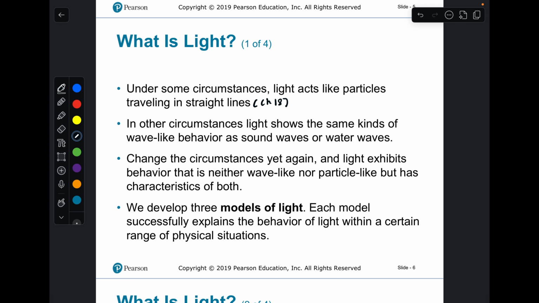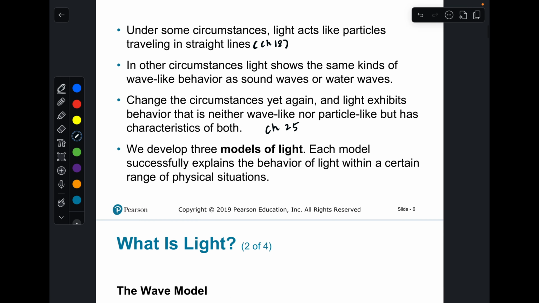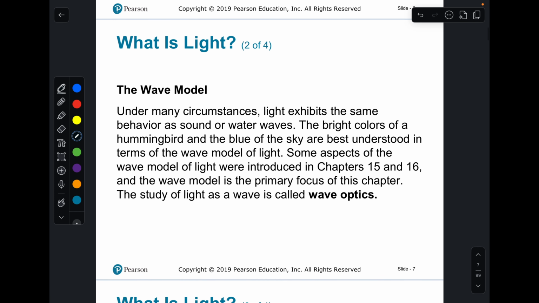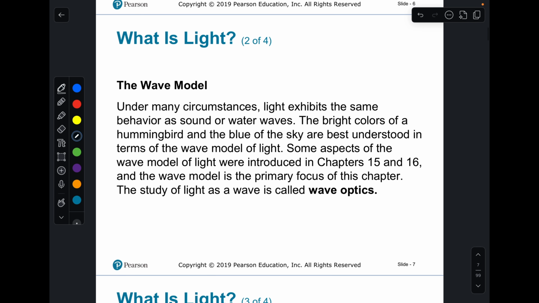And then finally, what we'll learn at the end of the course is light can actually exhibit behavior that is both wave-like and particle-like. So we're going to look at three models of light. The wave model, which is what we're going to discuss in this chapter, basically lets us understand why we see certain colors upon reflection from objects like the wings of a hummingbird or the sky.